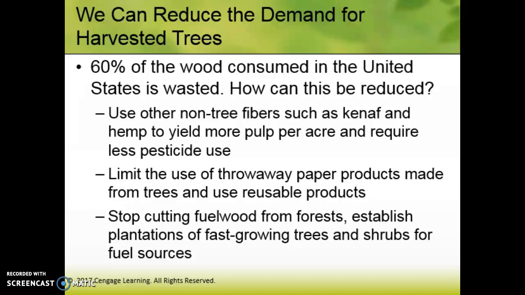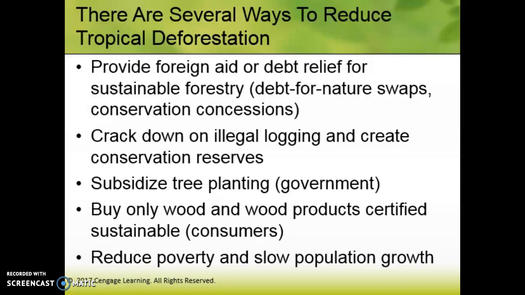We can use non-tree fibers like kenaf and hemp to yield more pulp per acre, and they require less pesticide use. That's something that I'm looking at doing on my farm. We can limit the use of throwaway paper products like paper plates and things like that. That's where a ton of our wood that's wasted goes. And then we can stop cutting fuel wood from forests. We can use tree plantations that have fast-growing trees and things like that for fuel sources, and that's true worldwide.